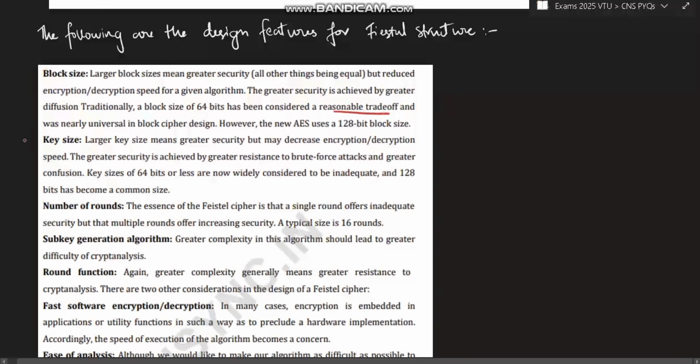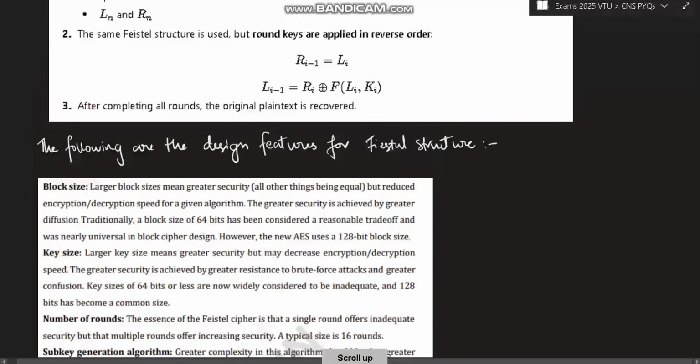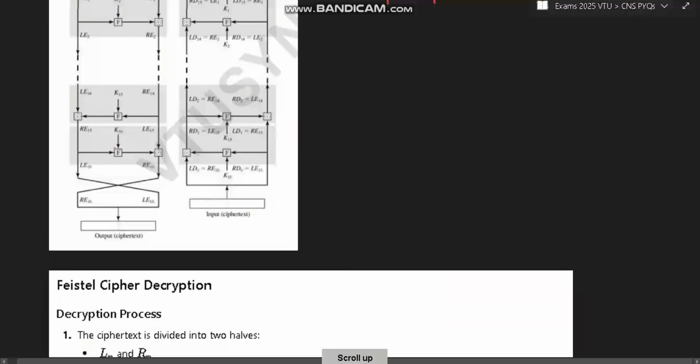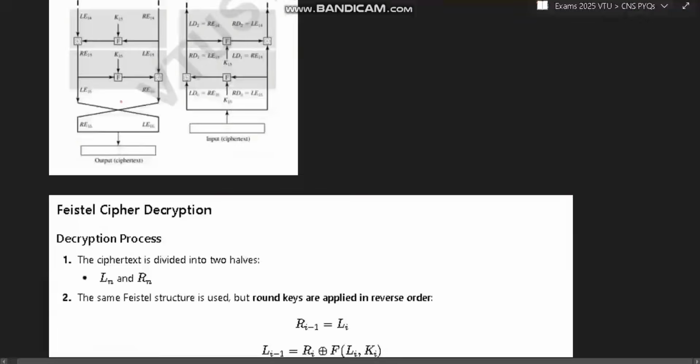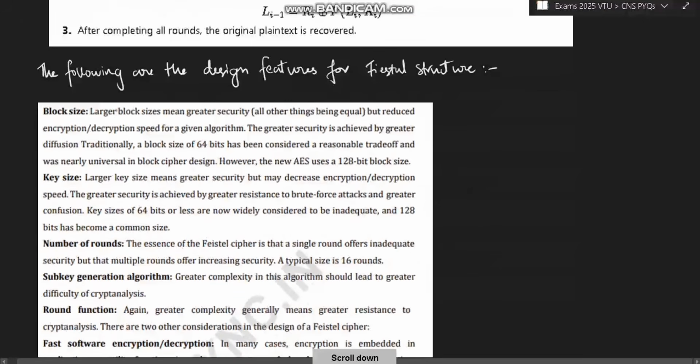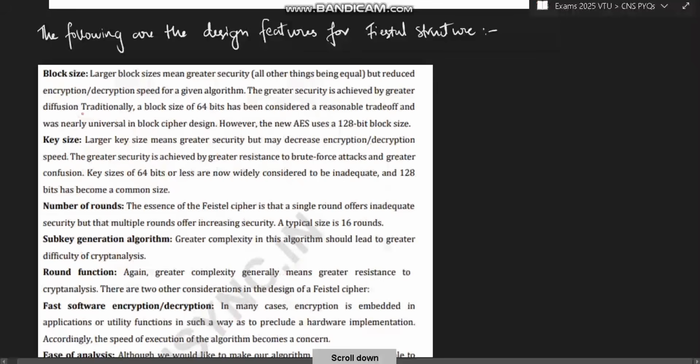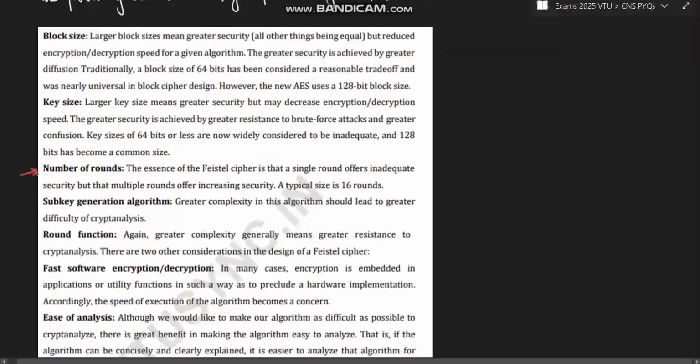Key size also cannot be very high or very low. Why? If you put a very big key, it will take a lot of time. If you put a very small key, it is easily hackable. So you have to put a key whose size is in between. And the number of rounds should be 16. That is a typical size which has been observed to give an efficient result.